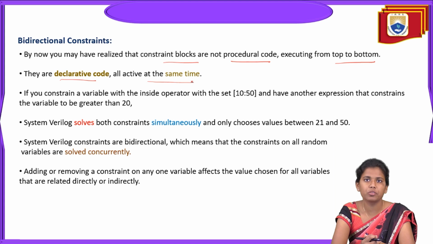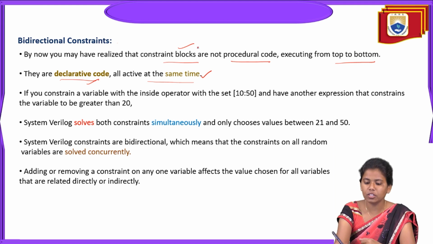So as these are not procedural code, what are we calling them? We are saying that these bidirectional constraint blocks are declarative code, all active at the same time. Why are we saying they are declarative code? Because in the constraint blocks we can make use of different types of operators: relational operators, logic operators, concatenation, and bitwise operators. The conditional constraint blocks are declarative code, and these are all active at the same time.